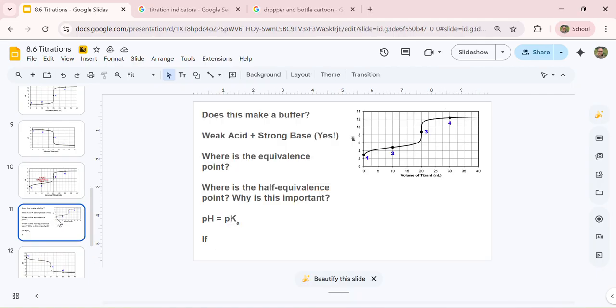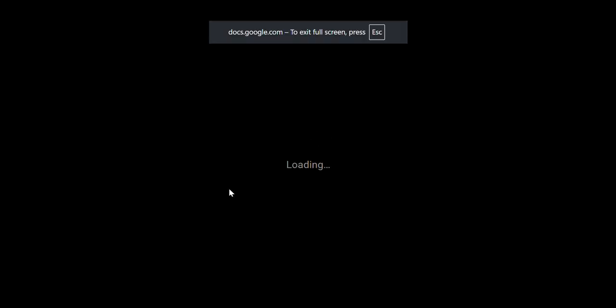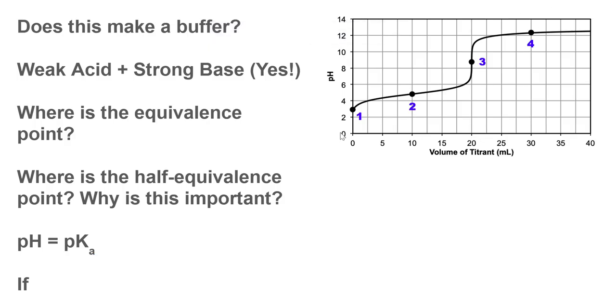And so the question is, does this make a buffer? A weak acid, a strong base? Yes, it does. Where is the equivalence point? The equivalence point, 1, 2, 3, or 4, it's number 2. Sorry, the equivalence point is number 3.